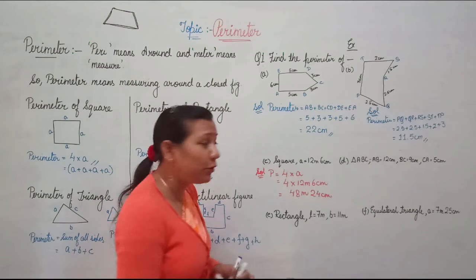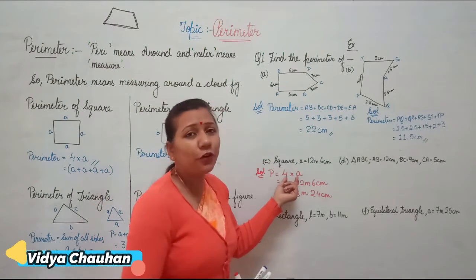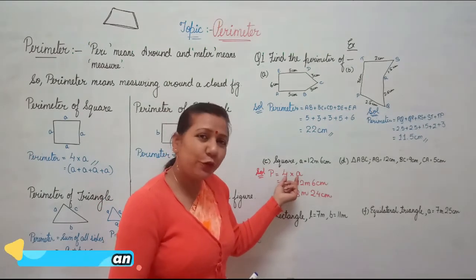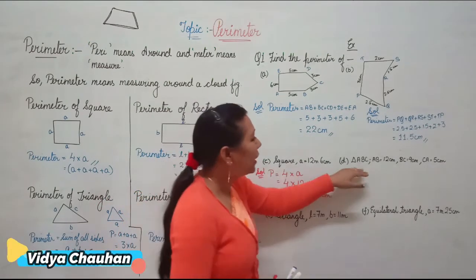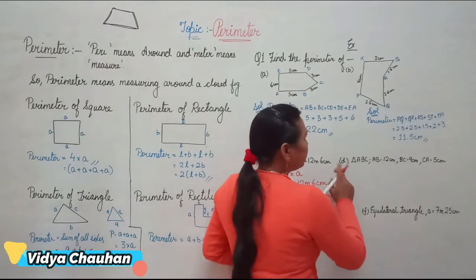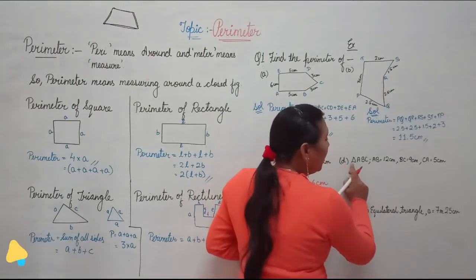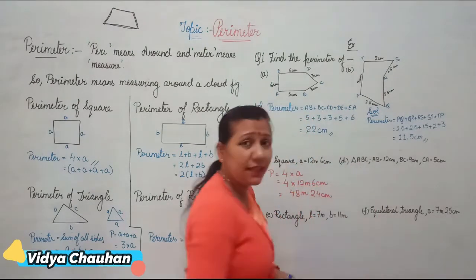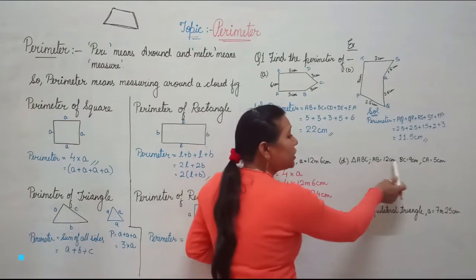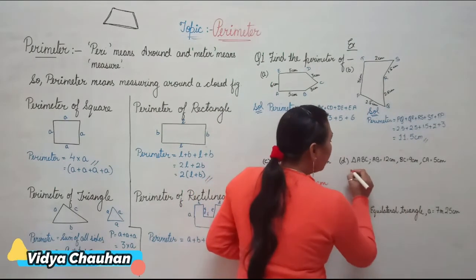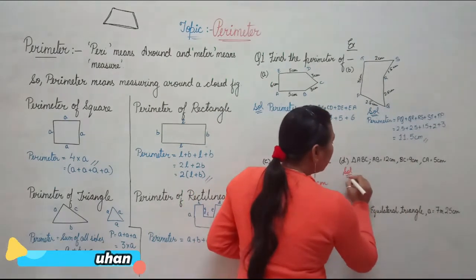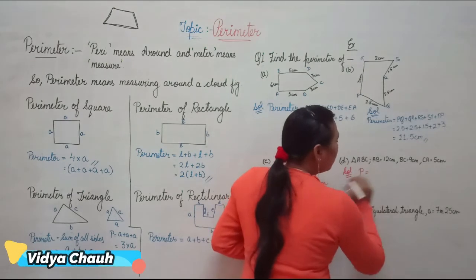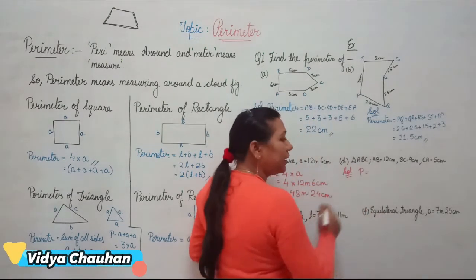And how have we calculated? By using the formula for perimeter of a square, 4 into side. Coming to the next part in which there is a triangle ABC given to us and the measure of the 3 sides is given. So for the solution of this part, the perimeter of this figure which is a triangle.